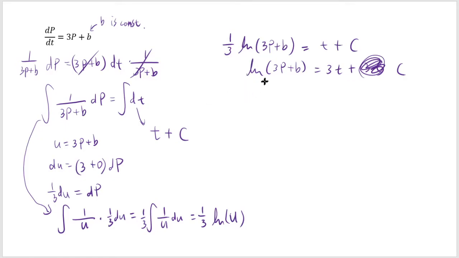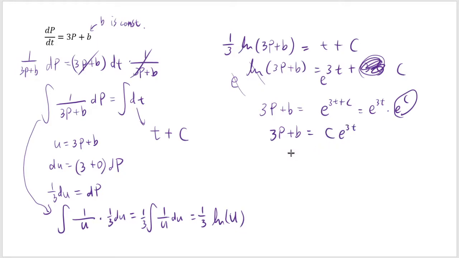We still have to solve for p, so let's get rid of ln. How do you get rid of ln? You raise both sides by e, right? And that cancels ln. You get 3p plus b equals e to the 3t plus c. But what's that? e to the 3t times e to the c. And again, e to the c is some arbitrary value, so I'm just going to rename it as c. Subtract b and divide by 3, and you get c e to the 3t, subtract b, and then you divide by 3.